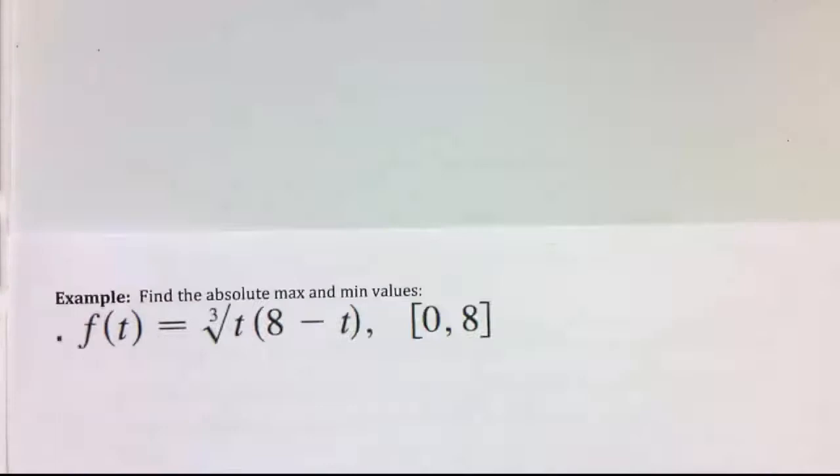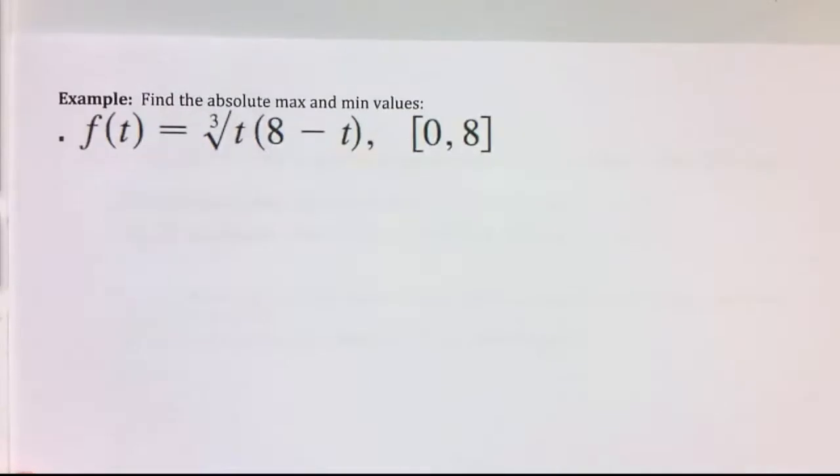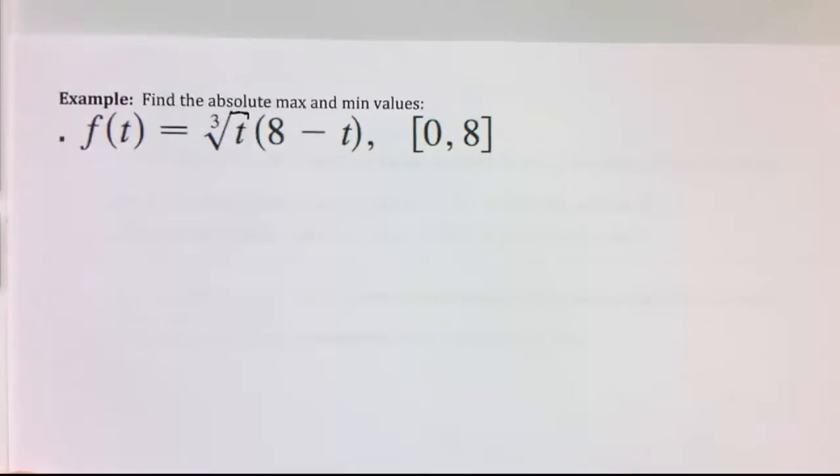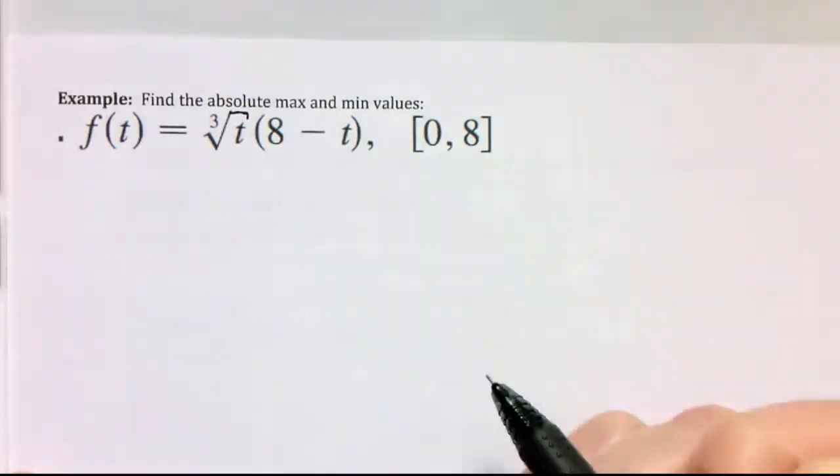Right, let's do one more example here. This one's a little hard. This is supposed to be the cube root of t. Got cut off there. Again, I'm going to find the critical numbers that are inside the range 0 to 8.